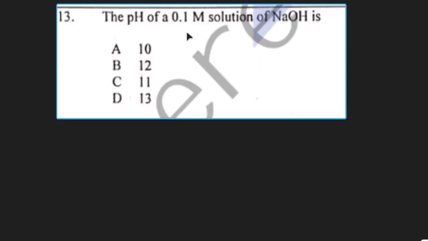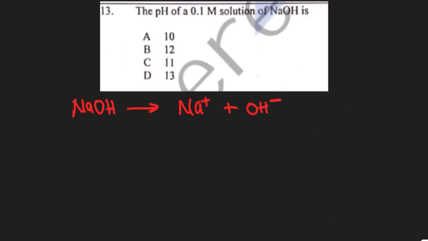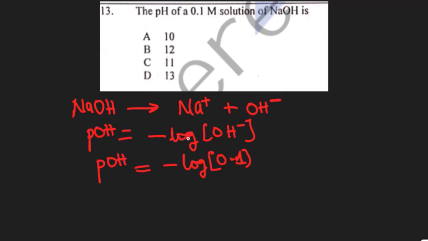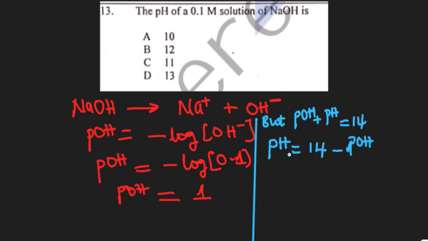13. The pH of a 0.1 molar solution of sodium hydroxide is, after dissociating, we calculate the pOH. So pOH equals minus log of the concentration of OH ions. Now pOH will be equal to 1, but pOH plus pH equals 14. Therefore our pH value is going to be 14 minus the pOH, which is 1. So pH equals 13. So our answer is D.